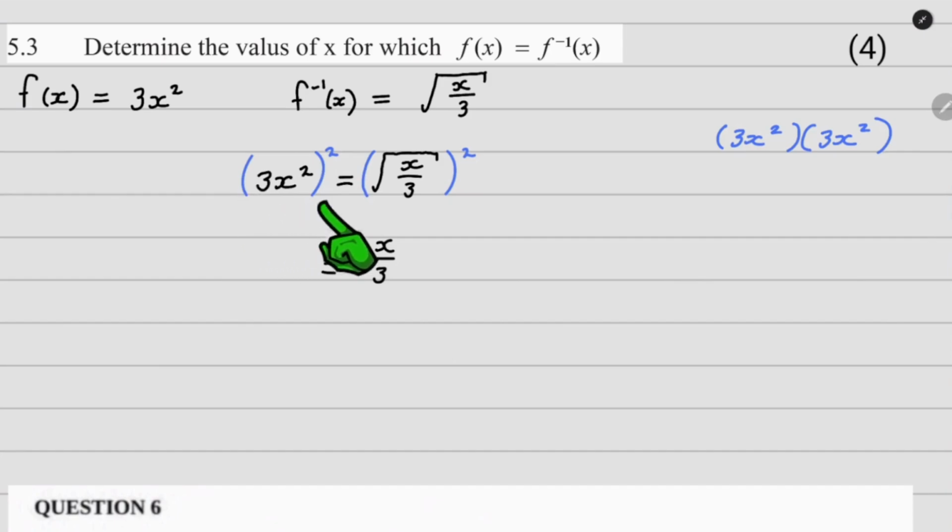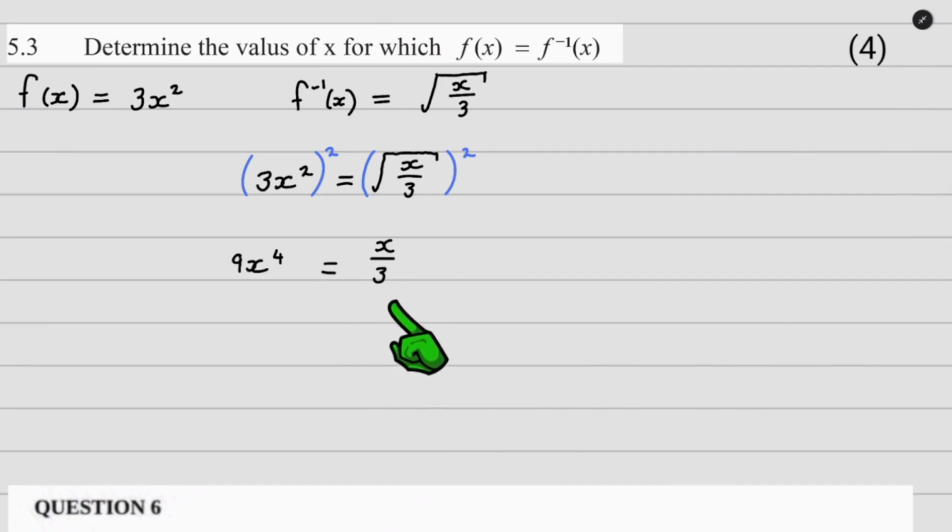And then on the left hand side, I've just written it here to help make my life easier in a sense. So 3 times 3 will give me 9, and x squared times x squared will give me x to the power of 4. Once that is out the way, this 3 is bugging me. I don't like fractions, so I immediately want to get rid of it. So I'm going to times both sides of the equation by 3.